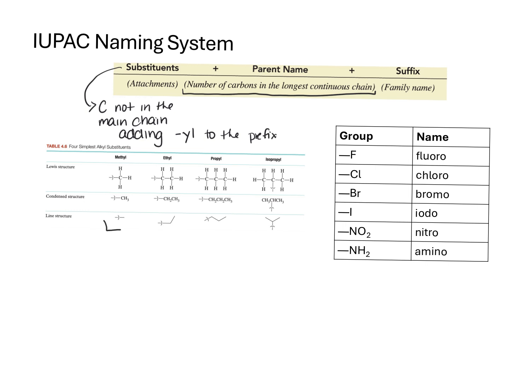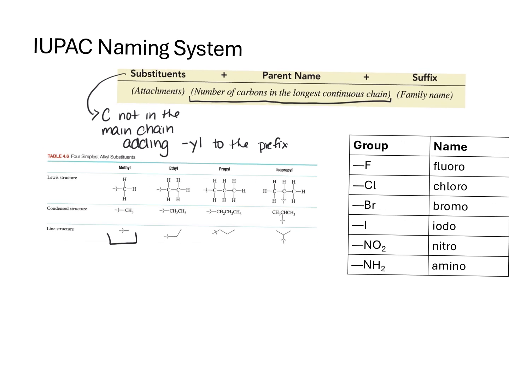Well, when we, for example, look at methyl, right? And the way that this chart works, or how you look at it, is it's got the main chain over here somewhere past this squiggly line, right? And if there's just one carbon, we know the prefix for one is meth. And so because it's not in the main chain, we add a yl. Ethyl, we add a yl. Propyl, we add a yl. Isopropyl, we add a yl.